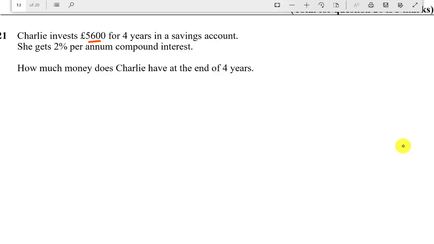So let's write down the formula. Amount invested times by a multiplier to the power of years.